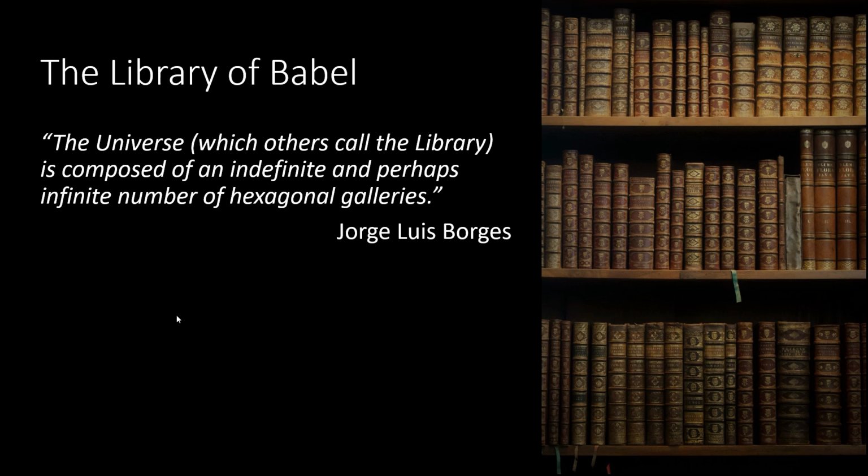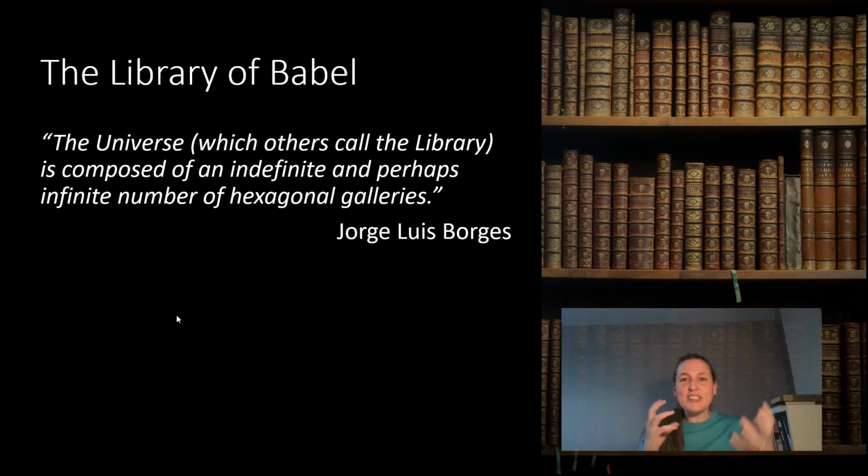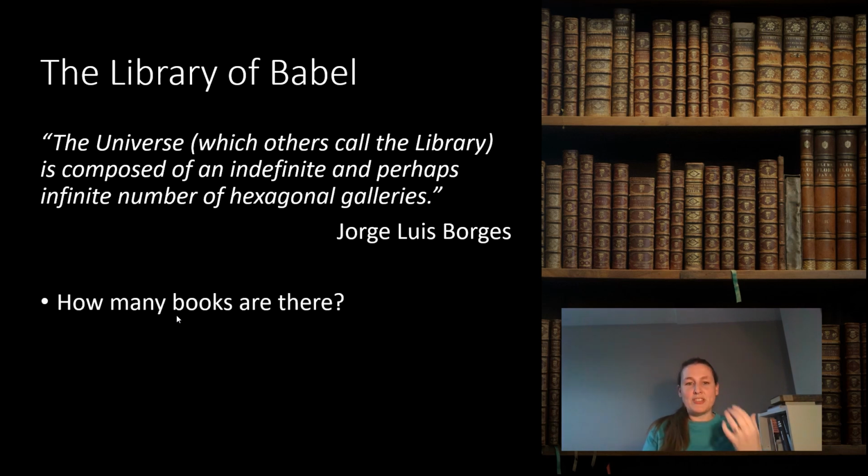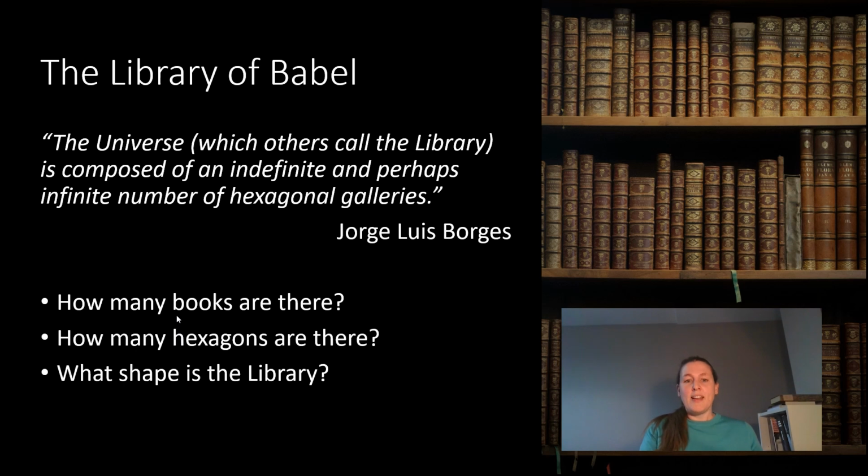And it's told from the point of view of one of the wanderers in this universe, a librarian, who spends his life traveling from room to room, looking at the books, studying them, trying to understand the structure of the universe based on that. He bumps into other librarians from time to time. There are some textual hints as to what the library is like, and it gives us enough information to deduce something about the size of this library. We have some questions. How many books are there in this library? How many hexagons are there, these hexagonal galleries? And then what shape geometrically is the library, given the various other constraints that we're given?